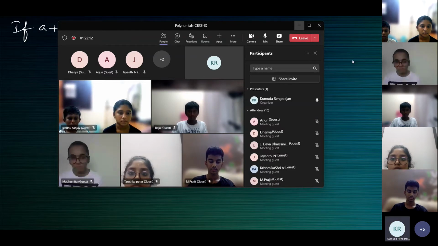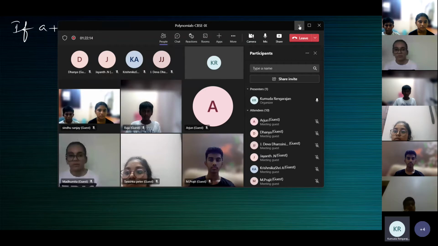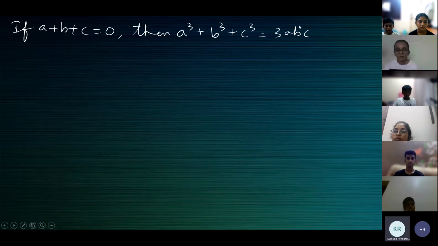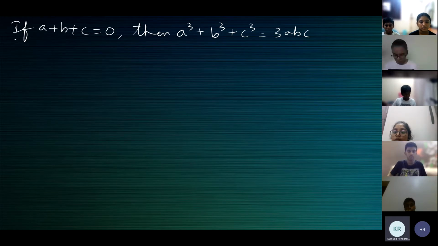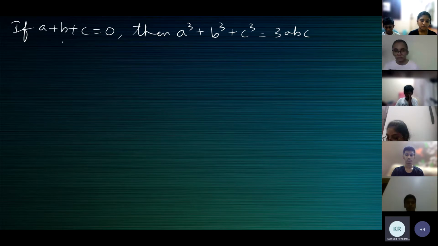Yeah, so in the video, I don't remember which method I've used. But I think I've not told you this in the video, so let me share that other method. Now this is the conditional identity: if the value of a plus b plus c is 0, then a cube plus b cube plus c cube is 3abc. Let's derive this identity.